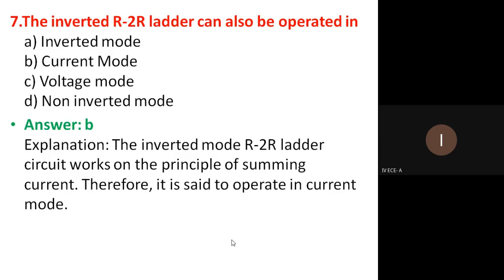Then the seventh one: the inverted R2R ladder can also be operated in. There are four options: inverted mode, current mode, voltage mode, non-inverted mode. Here the option is B. Explanation: the inverted mode R2R ladder circuit works on the principle of summing current, so it is said to be in current mode. Clear?